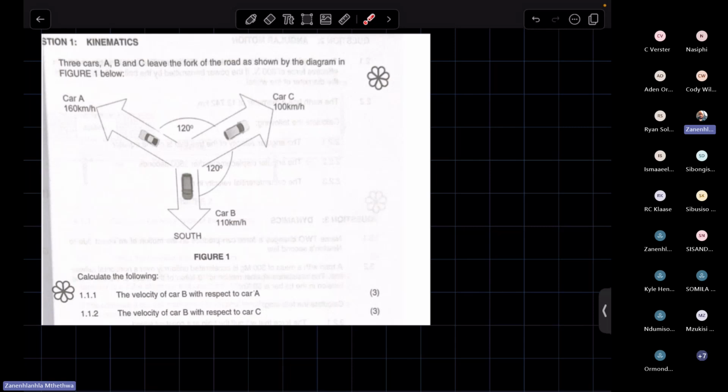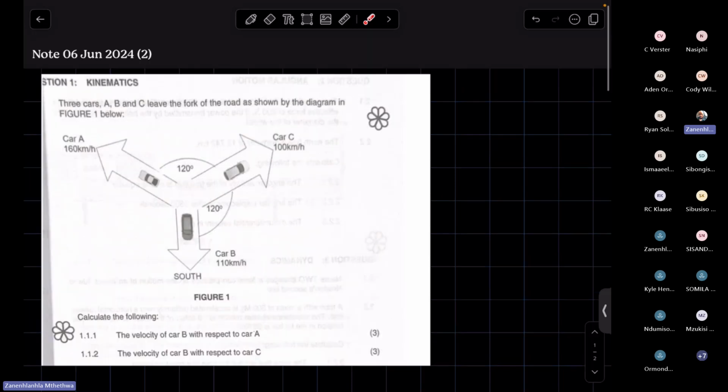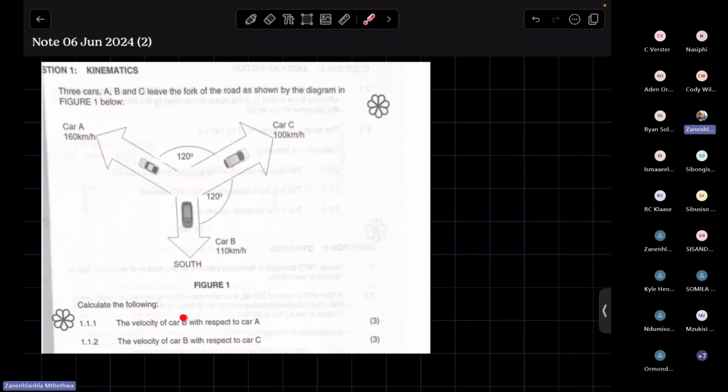You have three cars, A, B, and C, leaving the fork for the road as shown by the diagram in figure 1 below, right? So we are considering these three objects. You have car A, car B, car C, right? Now they are saying calculate the velocity of car B with respect to A, right? So my question to you first is, when they say calculate the velocity of car B with respect to A, between A and B for 1.1.1, which is the object and which is our frame of reference?